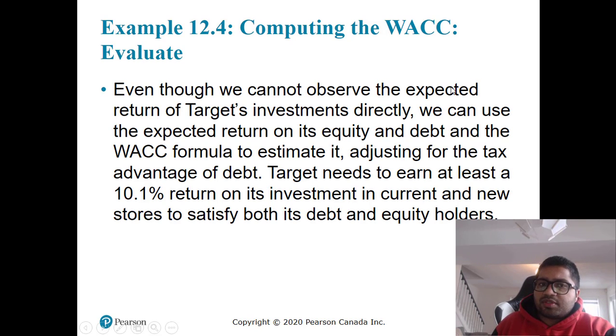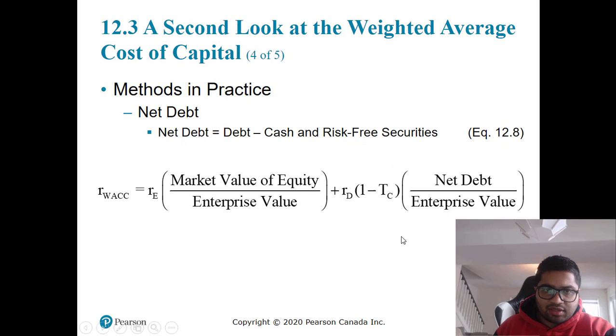Even though we cannot observe the expected return of target investments directly, we can use expected returns of equity and debt and the WACC formula to estimate it. Target needs to earn at least 10.1% on its investment in current and new stores to satisfy equity and bondholders. Now, methods in practice. So this was theoretical, right?